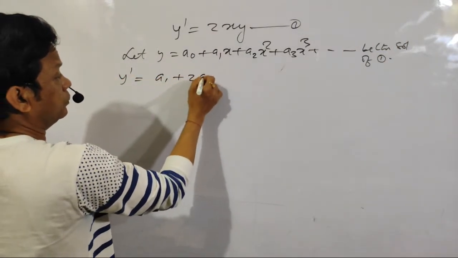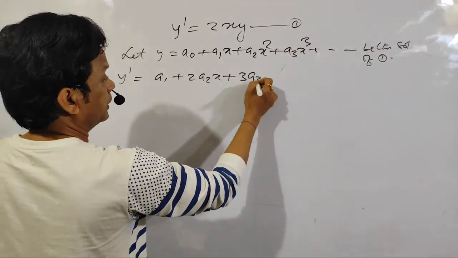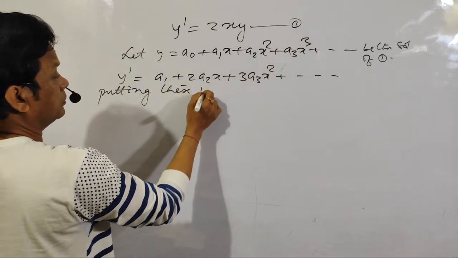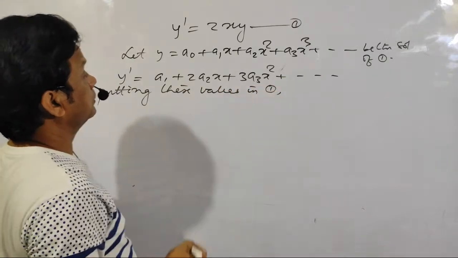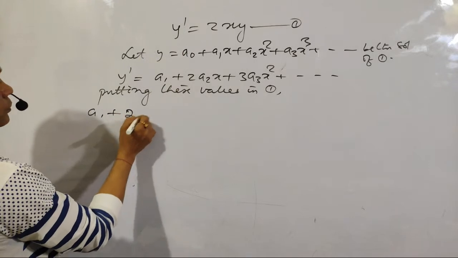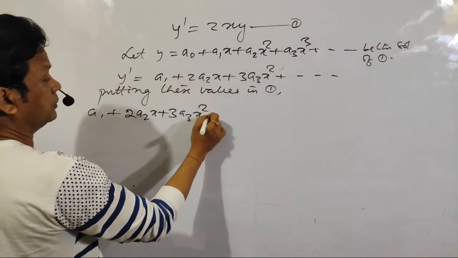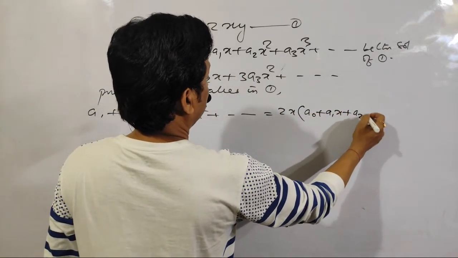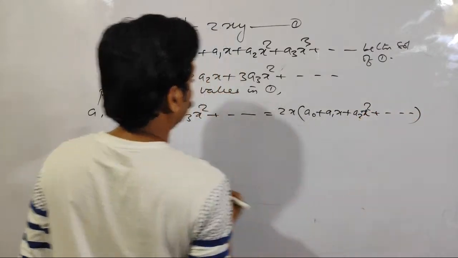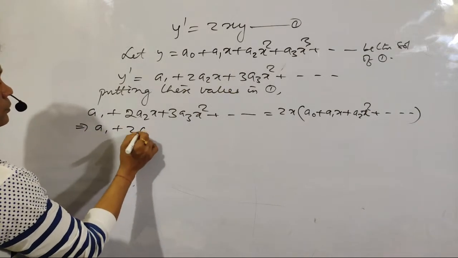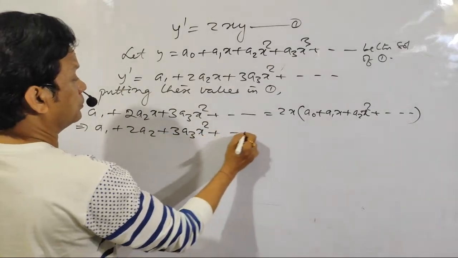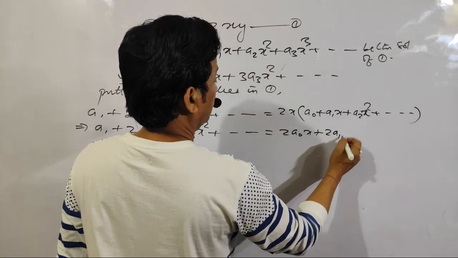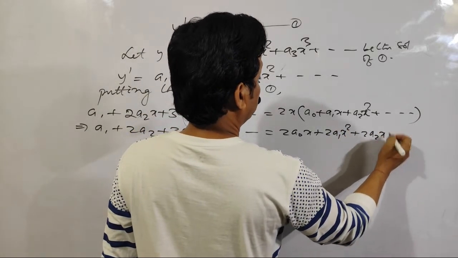So what is y dash? It is a1 plus 2a2x plus 3a3x square plus so on, simply differentiating. So putting these values in equation 1: a1 plus 2a2x plus 3a3x square plus so on is equal to 2x into y. Here y is a0 plus a1x plus a2x square plus so on. It implies a1 plus 2a2x plus 3a3x square plus so on is equal to, if we multiply 2x, 2a0x plus 2a1x square plus 2a2x cube plus so on.